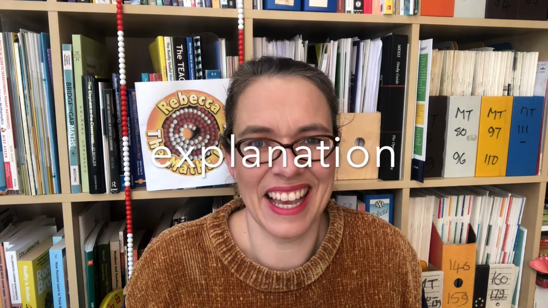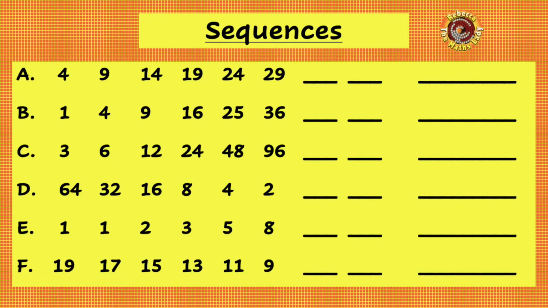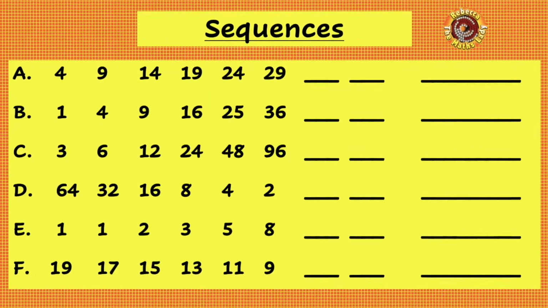Okay, let's get started. So the best way to start teaching this topic is to give children some sequences and just let them examine them on their own or in groups and see if they can continue them and identify the rule for them. So here are some examples of sequences you might give them.